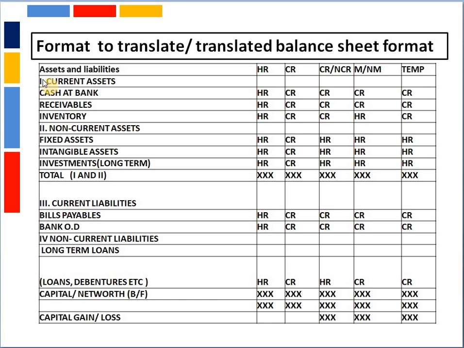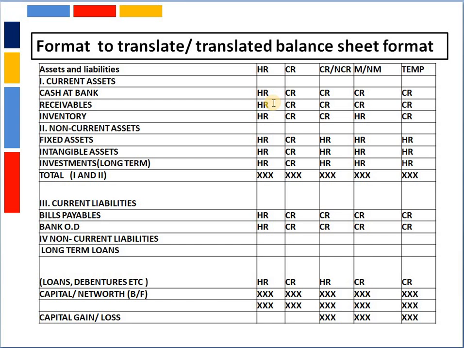So first Roman number is current assets. Under this current assets you have cash at bank, receivables, inventory. So cash at bank under this historical rate method it is recorded at the historical rate. Cash at bank under current rate method it is recorded at the current rate. Under CR/NCR method, MNM method and temporal method, it is also recorded at the current rate.